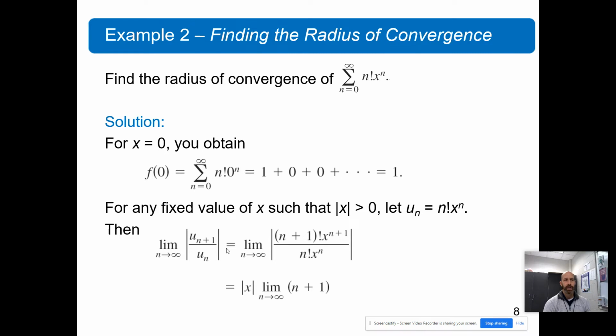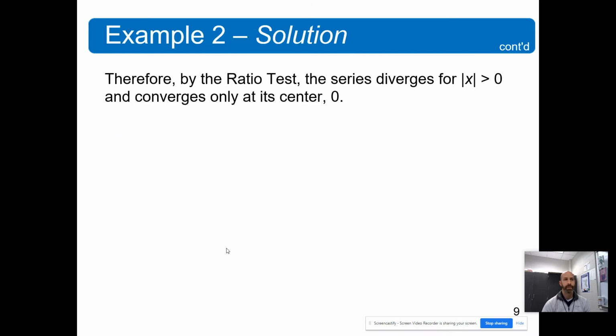In this case here, there's a common factor of x that can be pulled out. All the other factors of x will cancel away, and n here is positive, so we don't need the absolute value of that. And this goes to infinity. This limit is equal to infinity. Therefore, by the ratio test, we can conclude that this series diverges for any x greater than 0 and converges only at its center of 0.